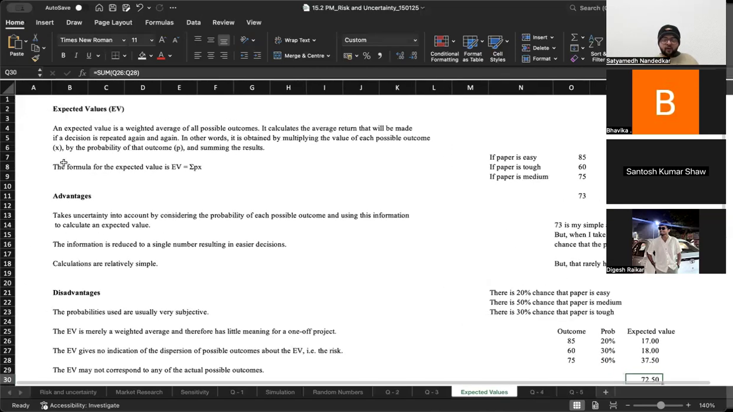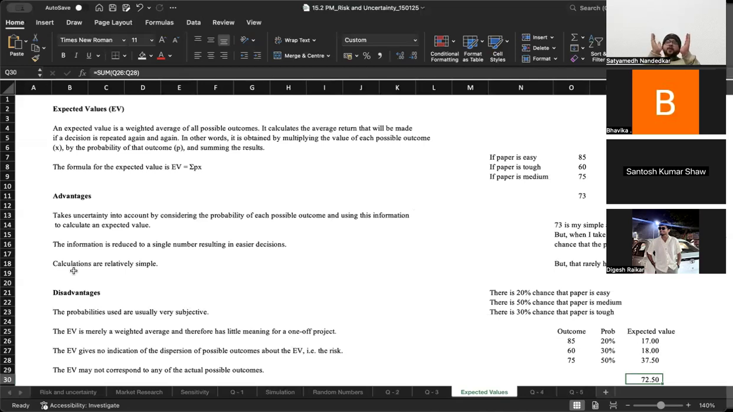ठीक है. And what is the formula for expected value? It is summation of outcome into probability of outcome. Now, the good thing about this method is it takes uncertainty into account by considering the probability of each possible outcome, and it helps you to calculate an expected value. सारे probabilities consider करके the information is reduced to a single number, resulting in easier decisions.